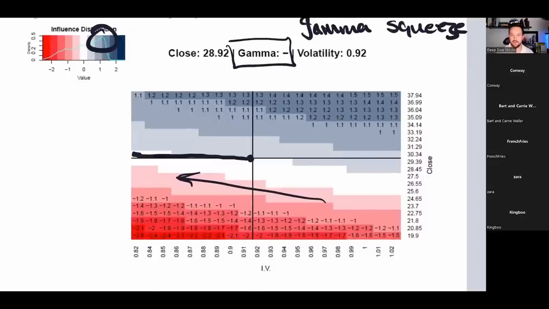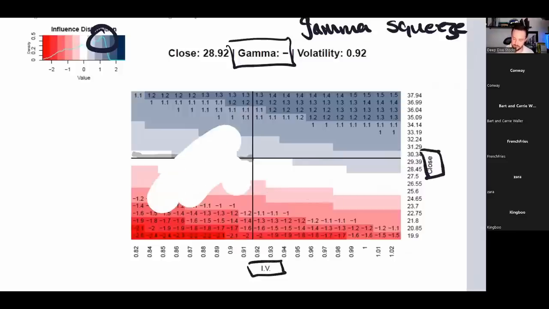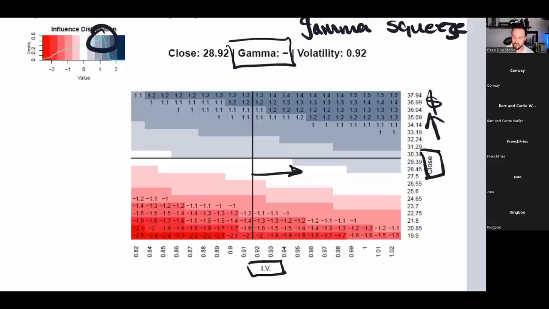Oh, at the bottom of the hedging heat map, that's the implied volatility. So we have the 0.82. So the heat map just tells us, based off how volatility changes and then how the price changes, what the hedging environment looks like. 0.82, that's the volatility.